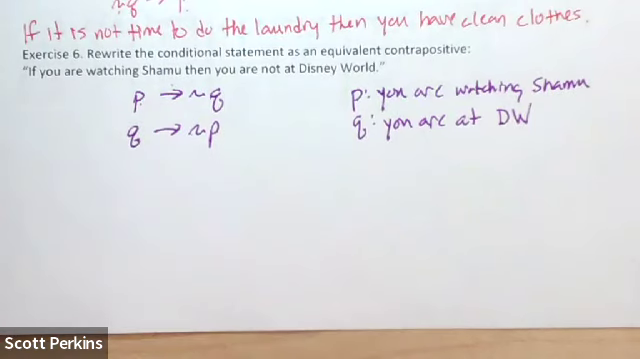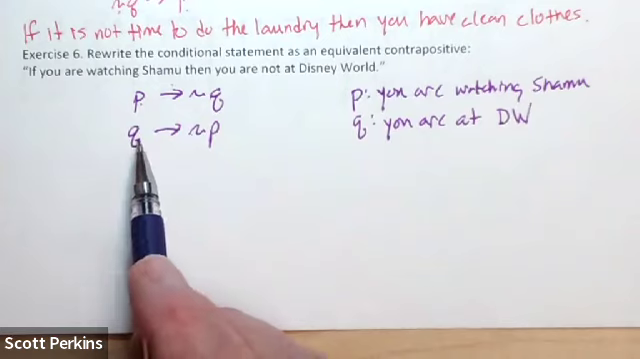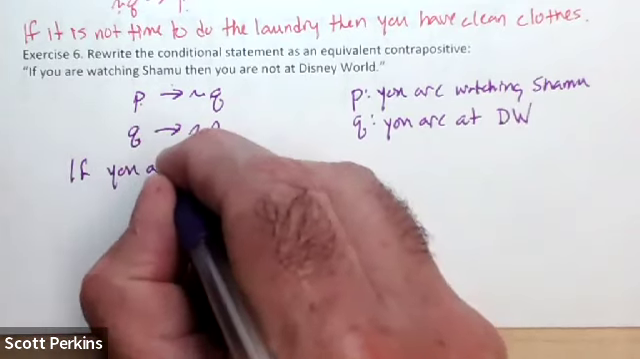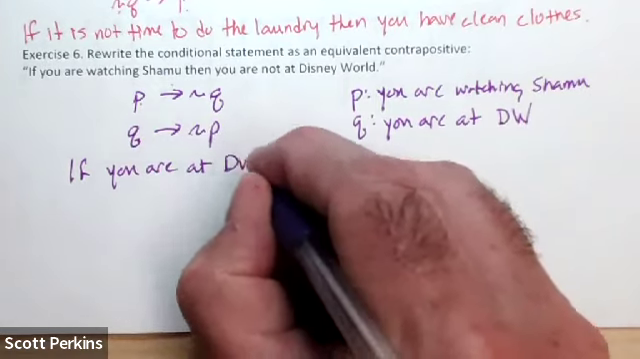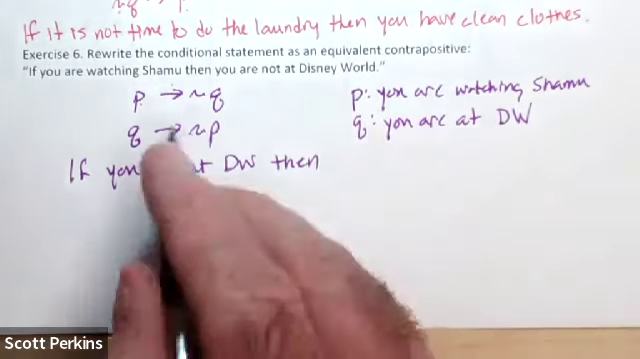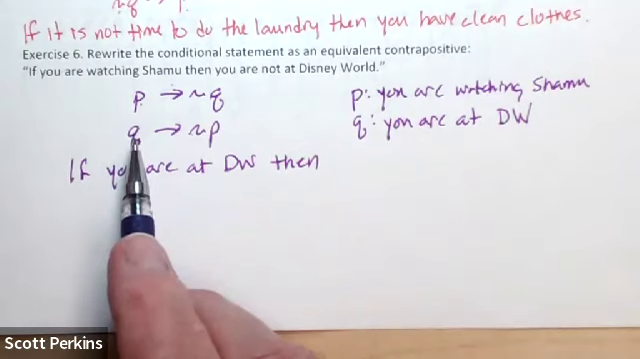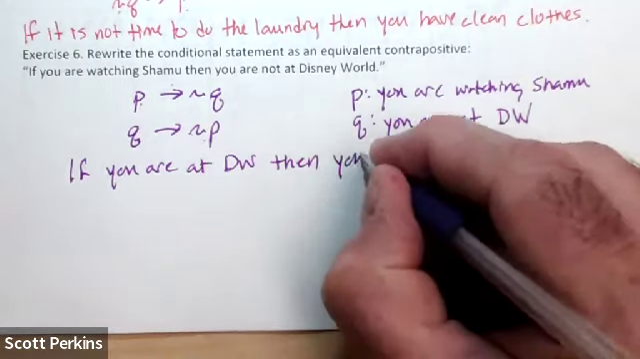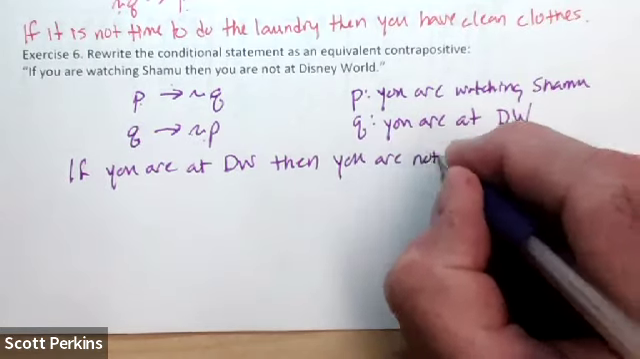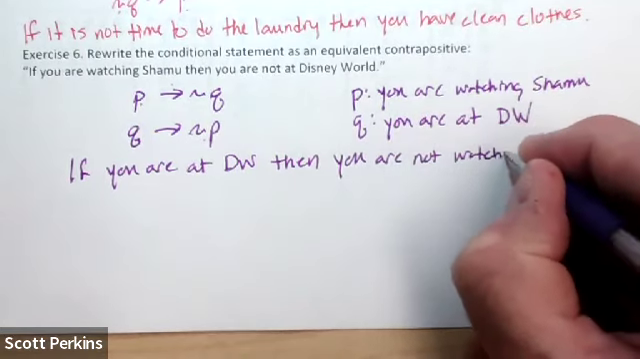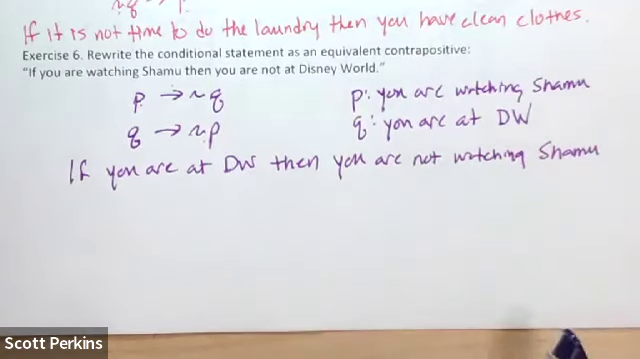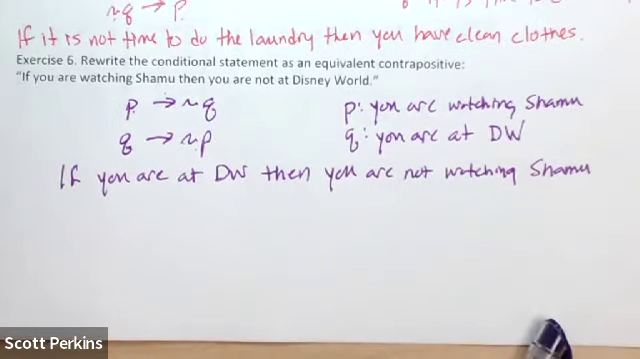And so now, what is this? It is if Q, if you are at Disney World, then squiggly P, you are not watching Shamu. All right, and there is a little bit about equivalent statements in logic.